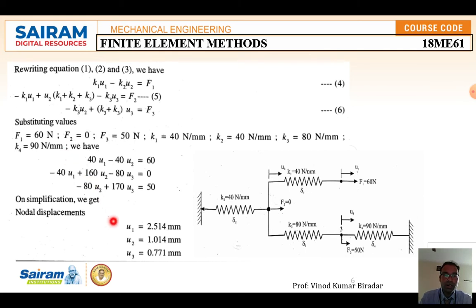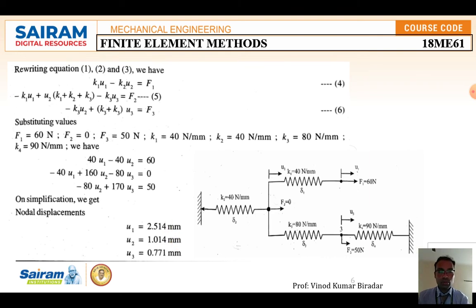So this is the final answer. Once you calculate, the deflection at u1 is 2.514 displacement, at u2 at this place 1.01, and at u3 at this place 0.771. This is the displacement we can calculate by using minimum potential energy for the given spring mass system.